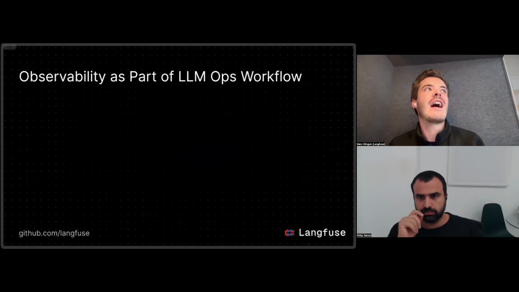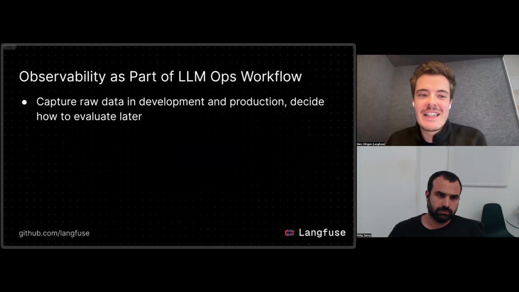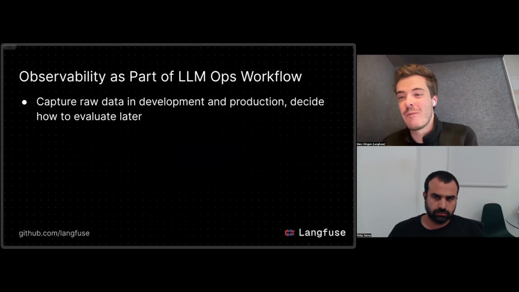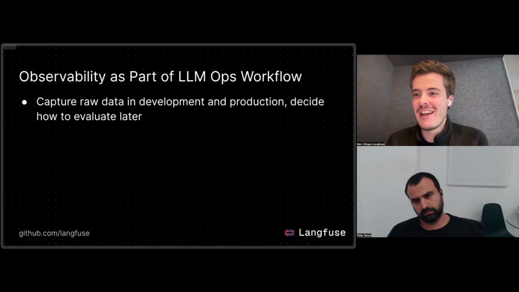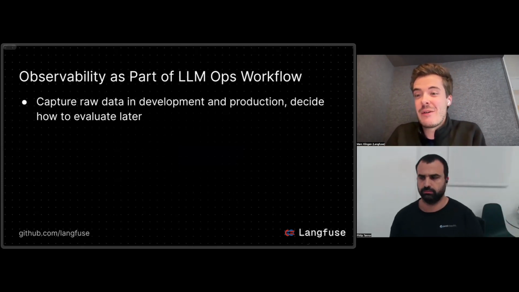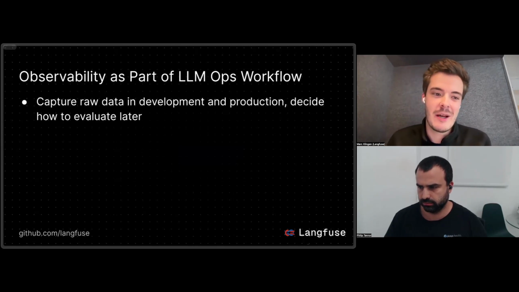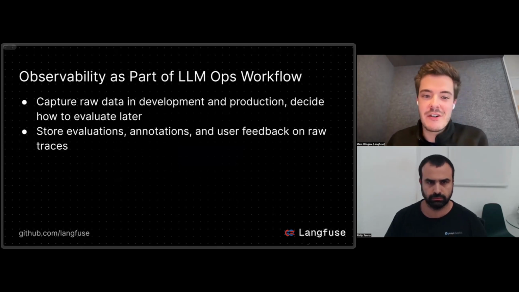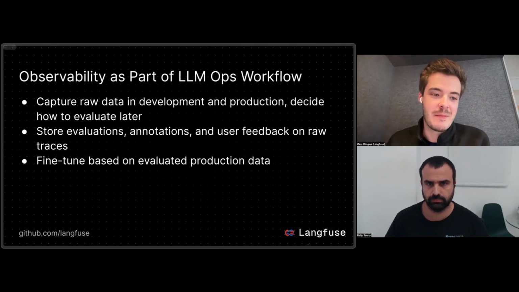Now more towards how this is a part of the regular LLM ops workflow. These traces are a great way to capture raw data in development and production, and then to decide later on what to actually do with it. That's the most common workflow we see: let's capture everything, trace everything, and then both in production and in development, after the fact decide, oh, I saw this one bug based on a feature request or bug report by a user. Let's have a look whether this occurred over the last 3 months based on the traces we captured. To store evaluations, annotations, and user feedback directly on the raw traces. So have one data store to then store your experiments.